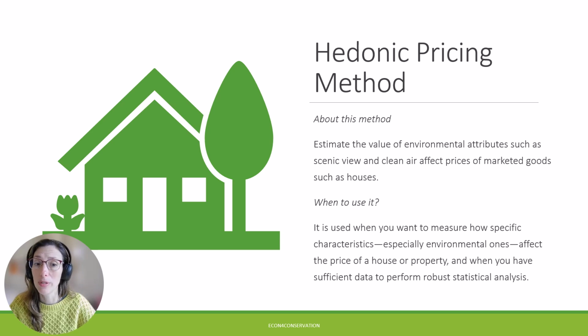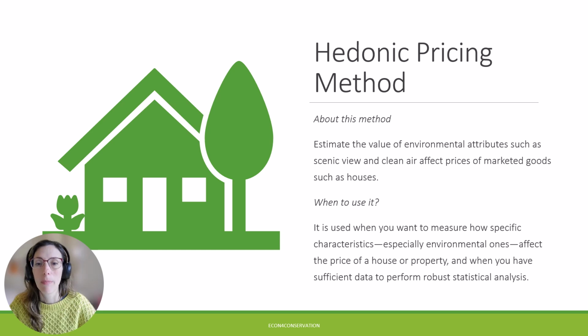When should we use it? The hedonic pricing method is used when you want to measure how specific characteristics, especially like environmental ones, affect the price of a house or property, and when you have sufficient data to perform robust statistical analysis. And this might be the main challenge, having reliable and sufficiently large sample to provide you robust estimates.